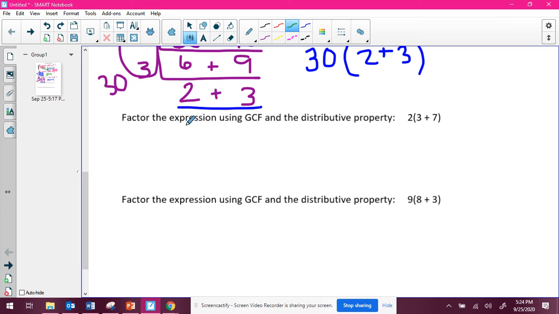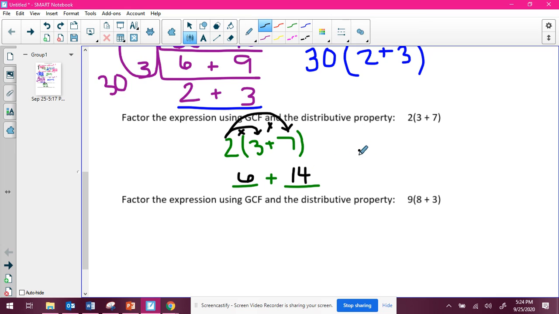Now, this one, we're working backwards. We're going to take the parentheses and we're going to distribute and multiply through. So this time, we're going to end up with a number added to a number. So I'm going to take 2 and I'm going to multiply it by 3. I get 6. I'm going to take 2 and multiply it by 7. I get 14. My answer, 6 plus 14.